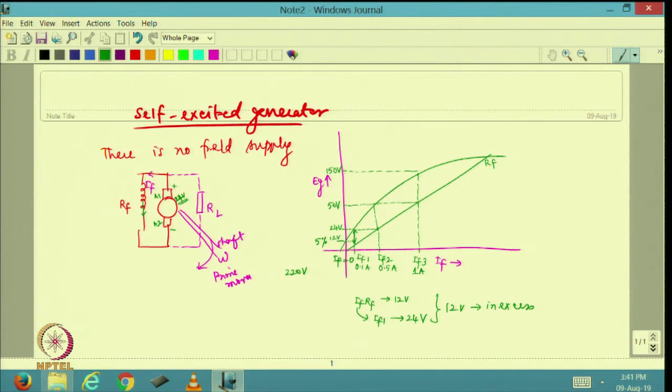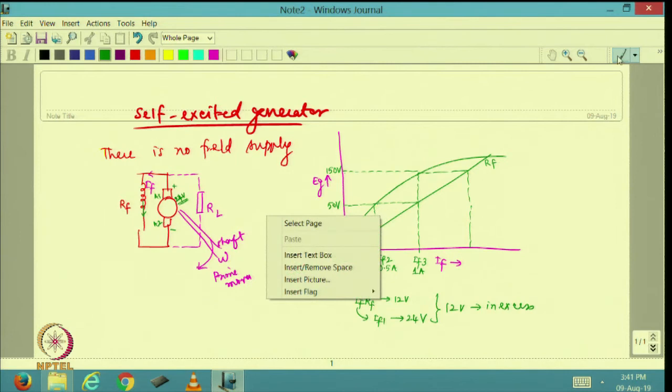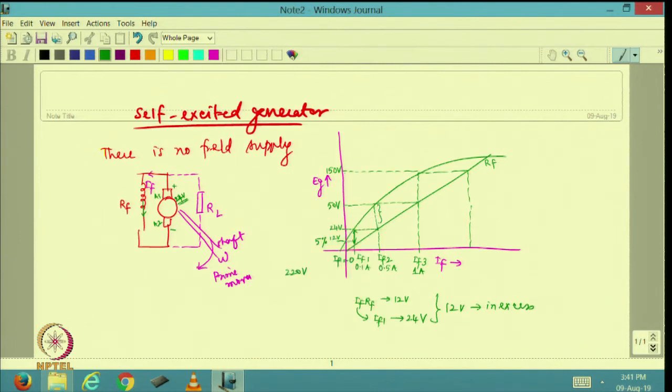Now, corresponding to this value of 150 volts, the field current has increased quite a bit. But look at this, previously I had an excess voltage of 12 volts or something. Now, I may have an excess voltage of 25 volts. Now, I am going to have an excess voltage of much higher value, which is actually 100 volts.